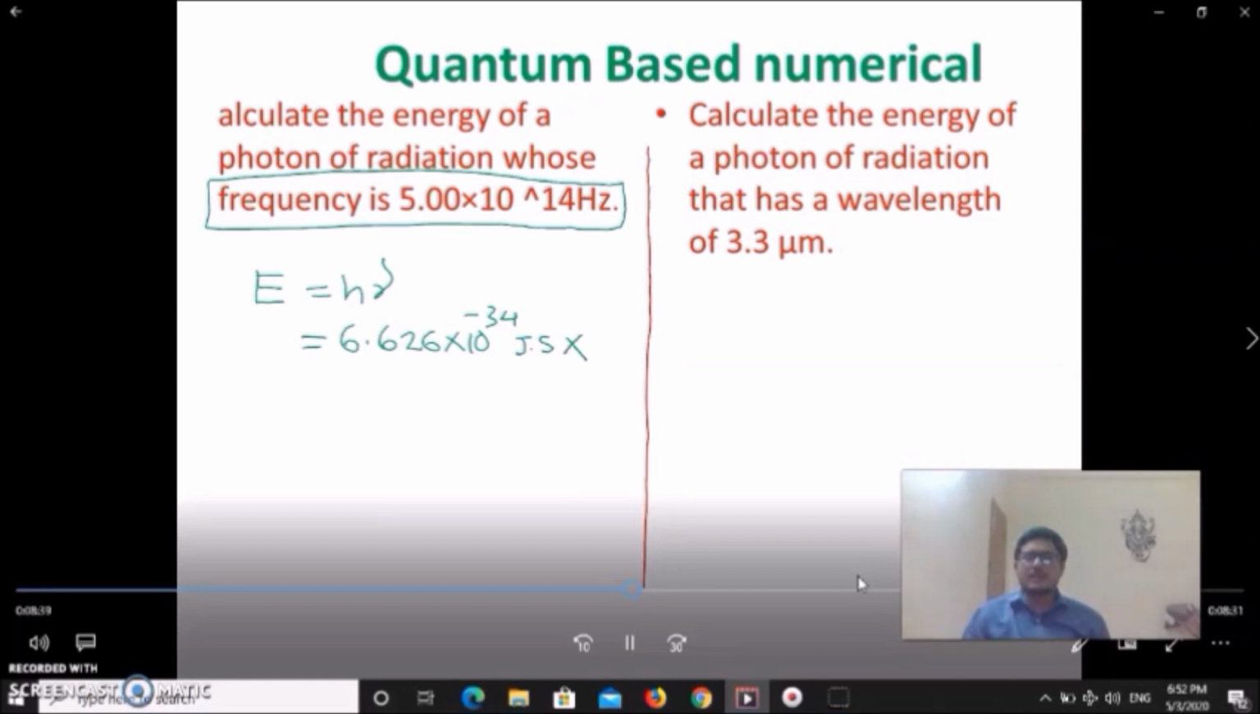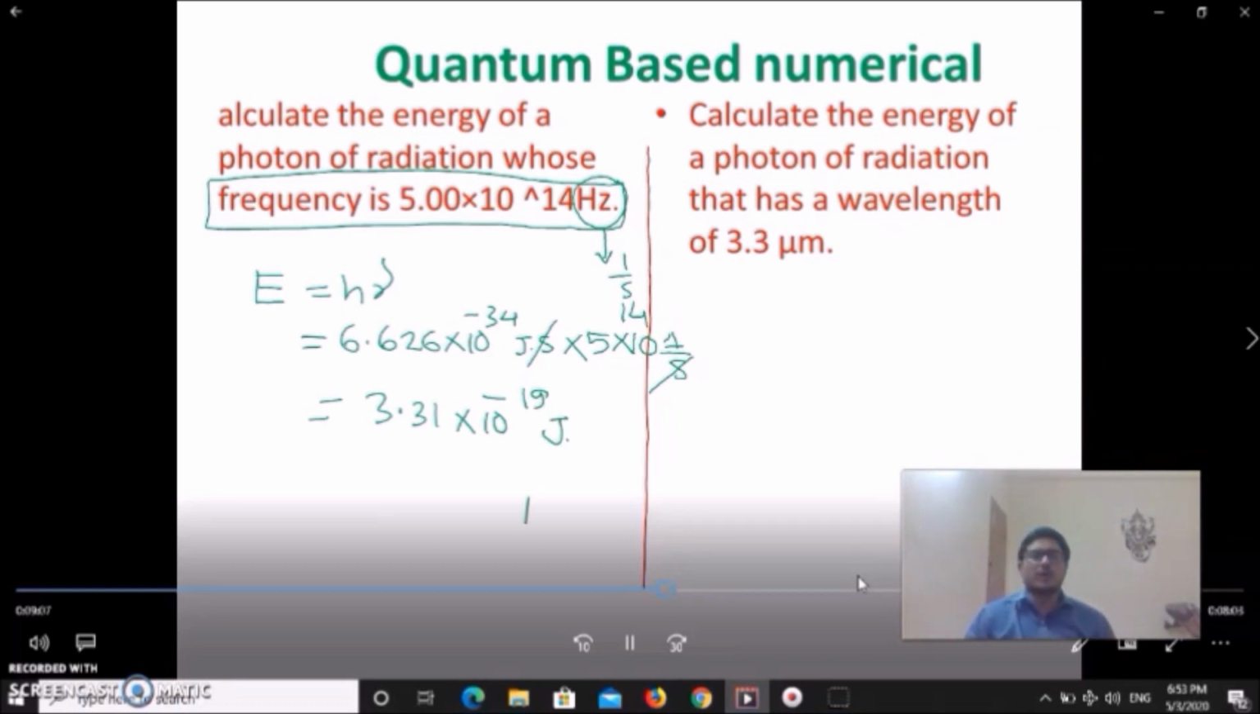Nu equals 5 into 10 to the power 14 Hertz. Hertz means 1 by second. So we will put that value, 1 by second. Now this second will cancel. Now we will do the calculation and the value will be like this. Clear?